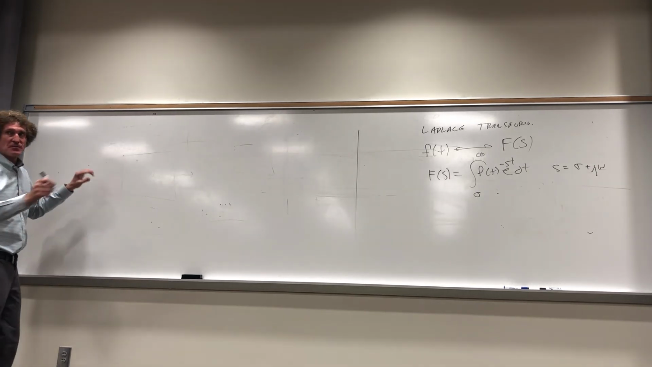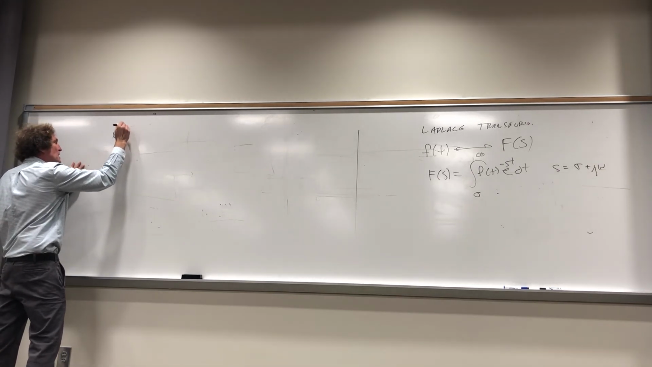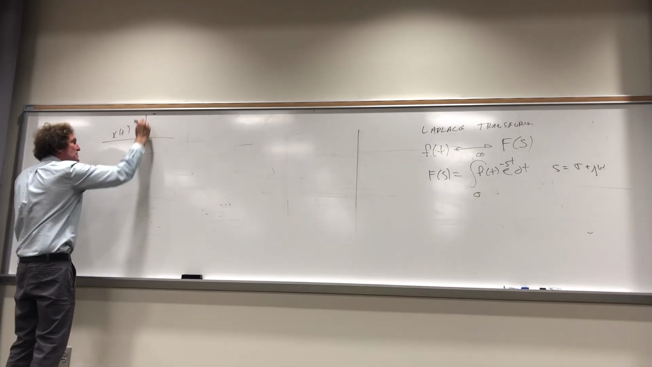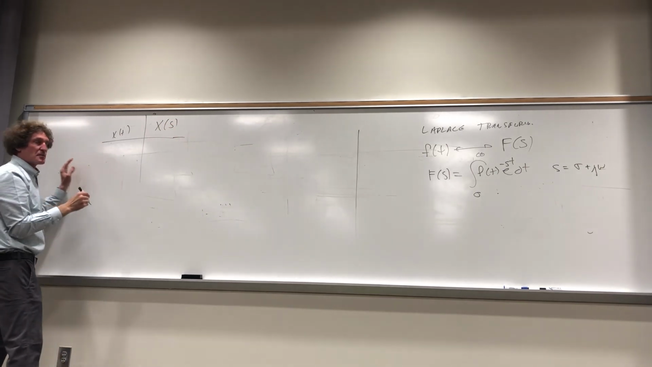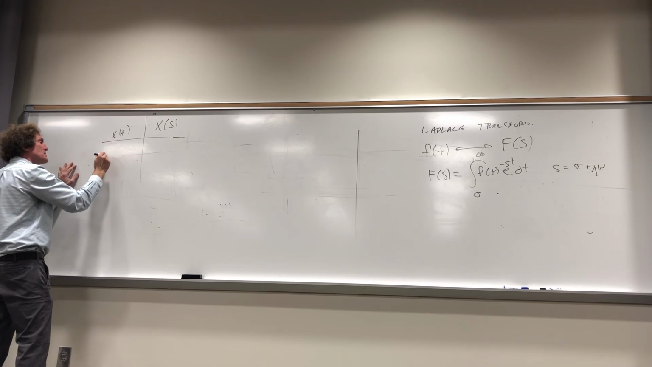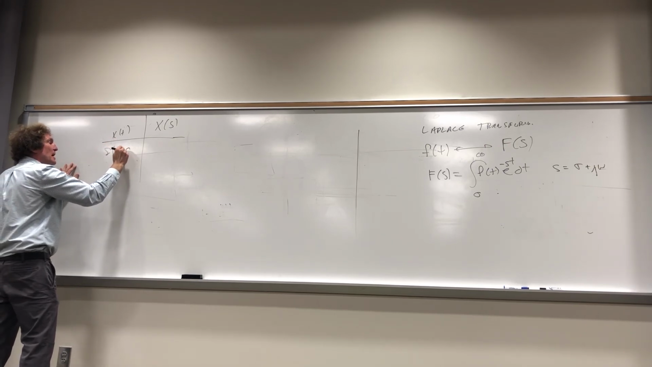So let's go through some functions. You can use x of t or f of t, either one. I'll use x of t here. Suppose the first one is, here's x of t, and here's the Laplace transform of it. I'll go through the properties next time. Suppose I do a simple one. X of t is delta of t minus, say, a.